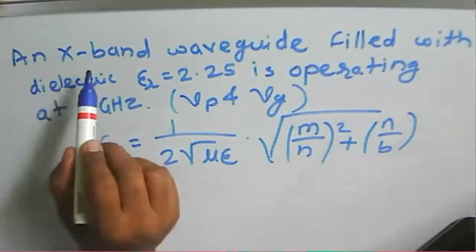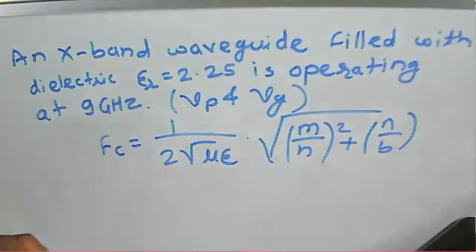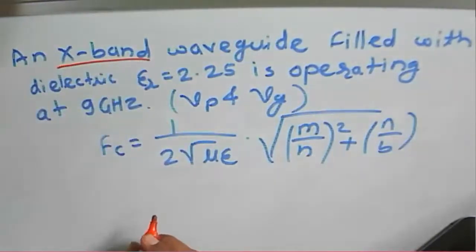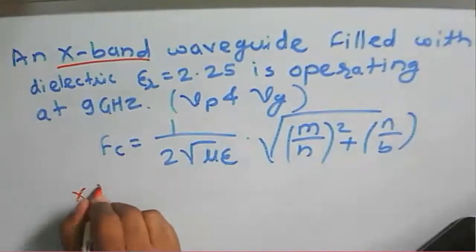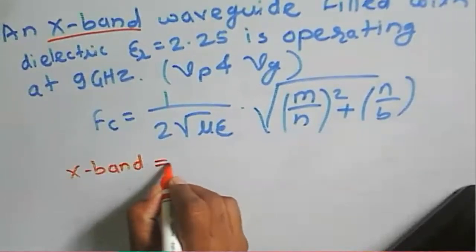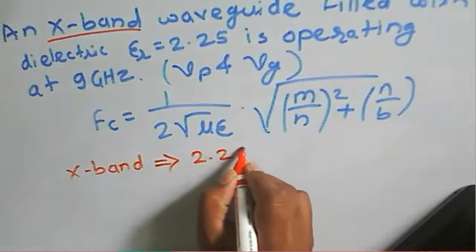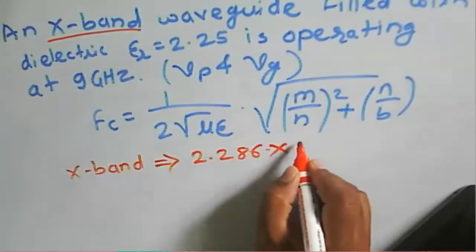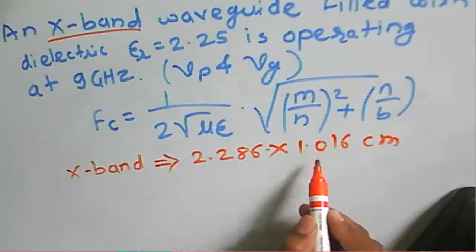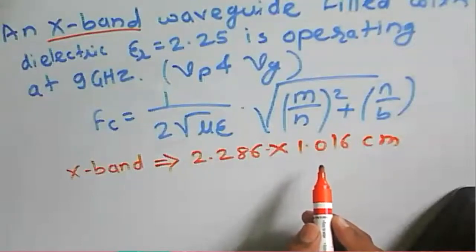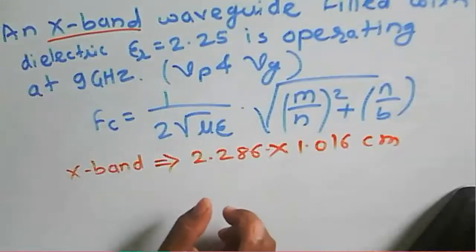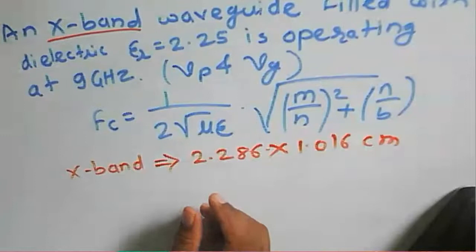Now here in the statement, you see that an X band waveguide is given. For the X band waveguide, the dimensions become A as 2.286 and B as 1.016 centimeter. So this one is A and this one is B. It is not exactly A equal to twice B, but approximately A is equal to twice B.